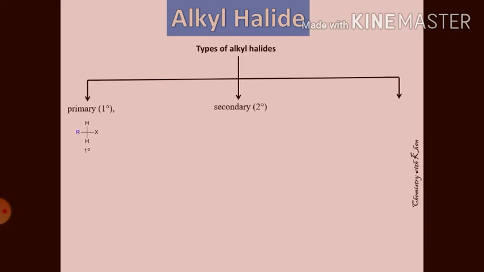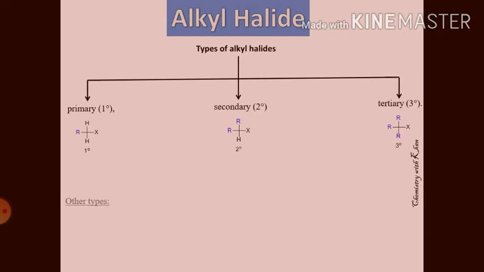Secondary alkyl halide: you can see that the halogen group is attached to a carbon which contains two alkyl substituents. And the same is for tertiary carbon, also called 3-degree carbon, where three alkyl groups are attached to a carbon which is directly bonded with halogen.